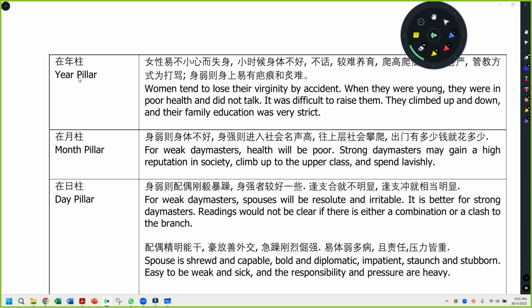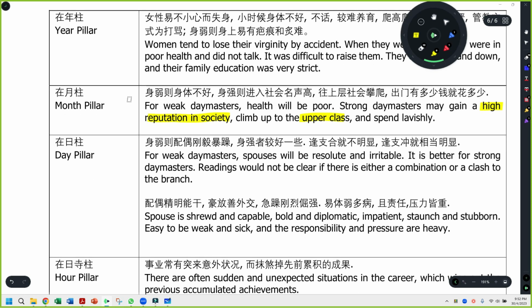Now, when it comes to the month pillar, if the day master is strong, fantastic, high reputation. So this is your Napoleon Bonaparte. This is your Emperor Yongzheng. That means Seven Killings. Month pillar means your structure already. So a strong day master welcomes a Seven Killings structure that will be very good for that kind of reputation. For weak, then it is about health.